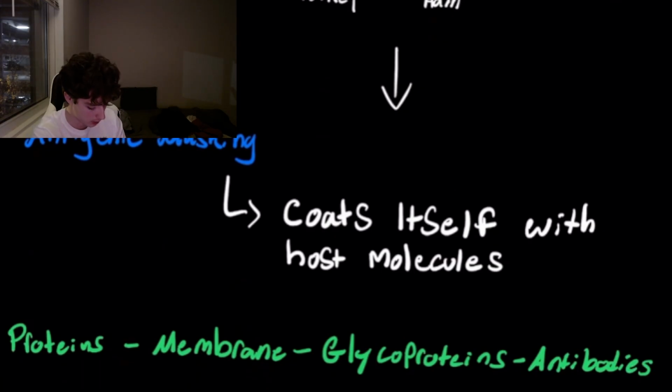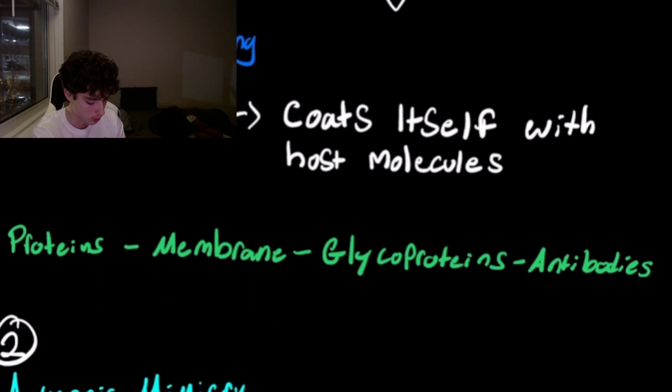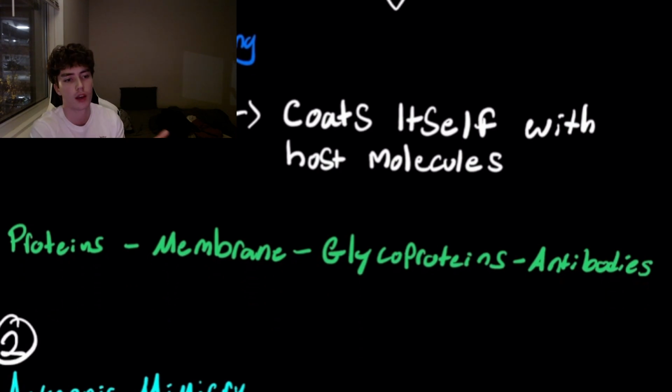I wrote it down actually. They will sometimes use the host cell's membrane, similar to how when they lyse out, they would take some of the membrane with them. They could also use glycoproteins or antibodies. Antigenic masking is essentially putting on a mask, putting on camouflage to hide from your immune system. This makes them very hard to detect, obviously. That's why it's so useful for pathogens and bacteria, etc.